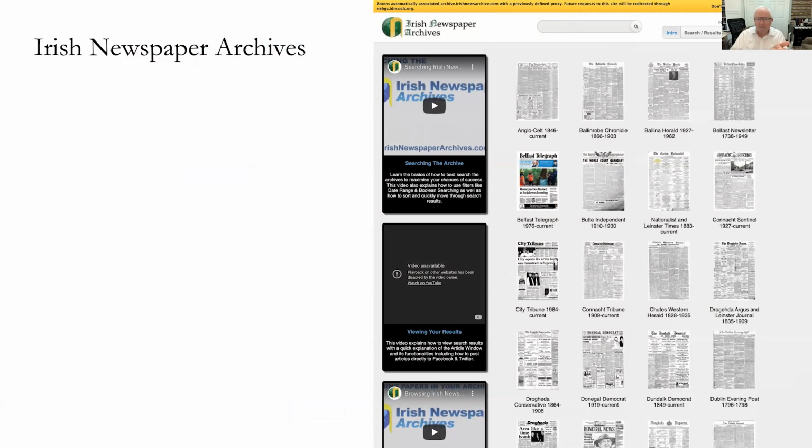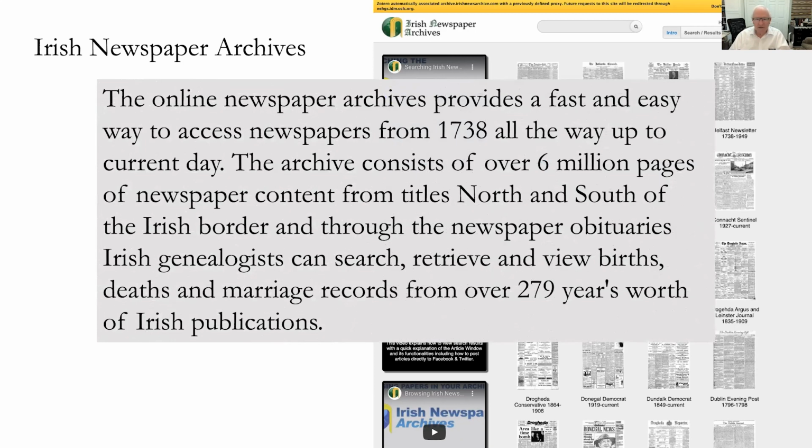This is Irish Newspaper Archives, and the Irish Newspaper Archives basically contains hundreds of thousands of pages of Irish newspapers going back in time, some of them back into the 1700s. As all of us who do Irish research know, it is really difficult to do some kinds of research in Ireland because of the loss of records. And here's another source in a surprising place. That's a link. You could go directly to it, by the way, but here you get the subscription through American Ancestors. They go back from 1738 up to the current day with 6 million pages of newspapers and 279 years worth of Irish publications.